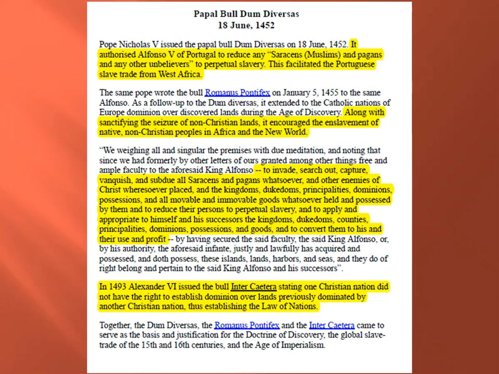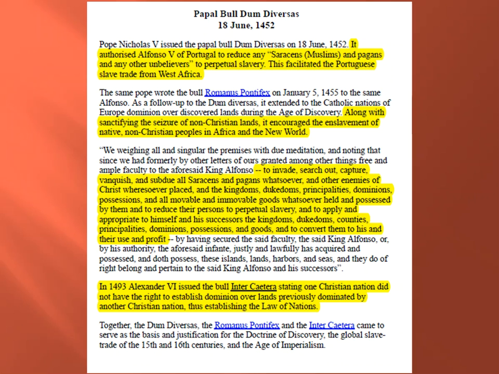The same Pope wrote Bull Romanus Pontifex on January 5th, 1455 to the same Afonso. As a follow-up to Dum Diversas, it extended to the Catholic nations of Europe dominion over discovered lands during the Age of Discovery, along with sanctifying the seizure of non-Christian lands. It encouraged the enslavement of native non-Christian peoples in Africa and the New World. And again, there's the slave trade, right?